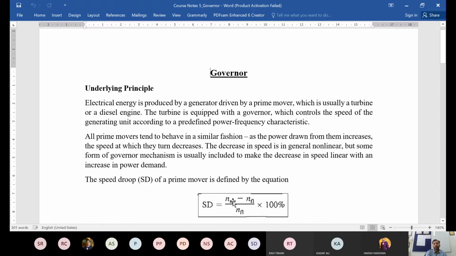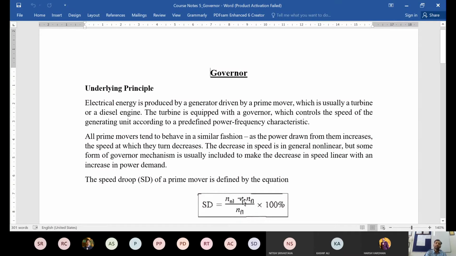Speed droop is equal to NNL, the speed at no load, minus NFL, the speed at full load, divided by NFL, the full load speed, into 100%. As we understand, the no load speed with respect to full load will be higher or lower? Higher. Very good. Because as you increase the loading, the speed tends to drop. It is well understood that no load speed will always be higher, because as you drop the load, the speed will tend to accelerate. So this will always be a positive number.